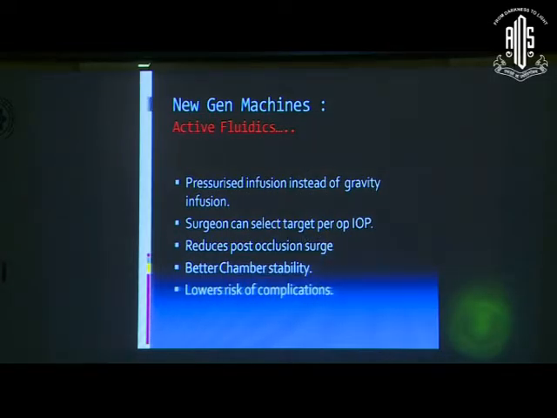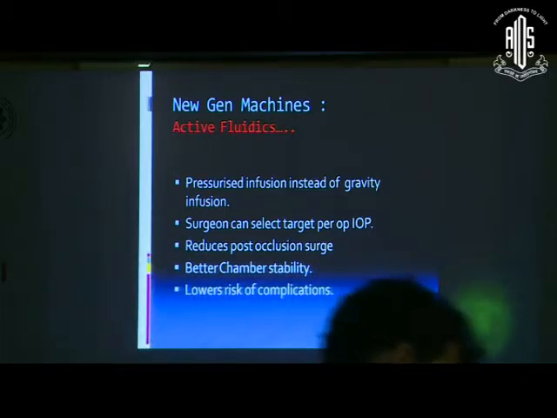And now you have a recent machine, I don't mind saying the name, it is Centurion, although I don't have it, so there's no financial interest. They have introduced a concept of active fluidics. Till now, the irrigation was totally dependent on gravity. The higher your bottle is, the more your irrigation is. But this machine does not use gravity for infusion. This is a pressurized infusion instead of gravity infusion.